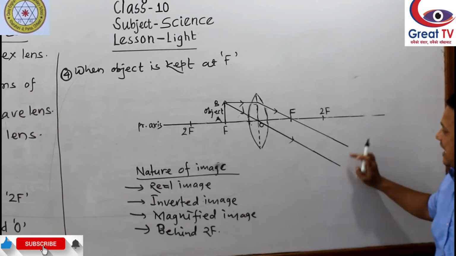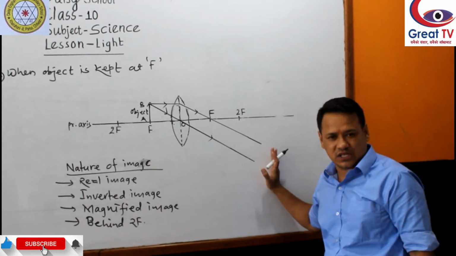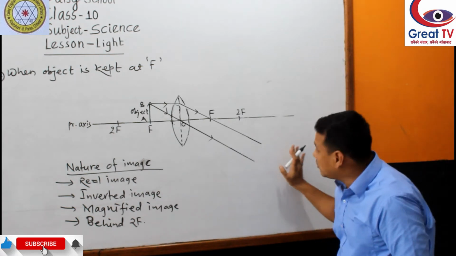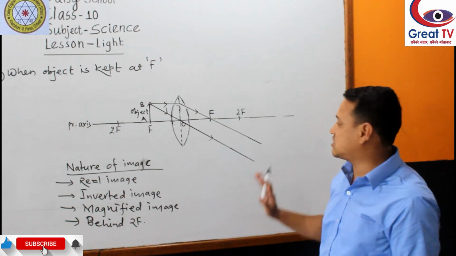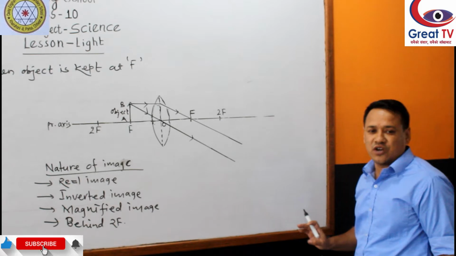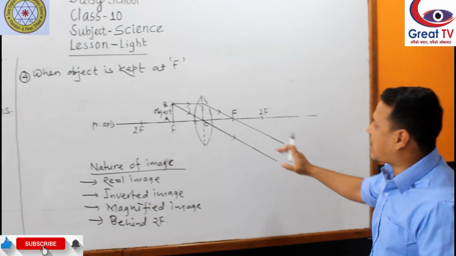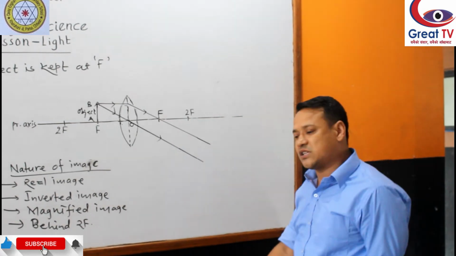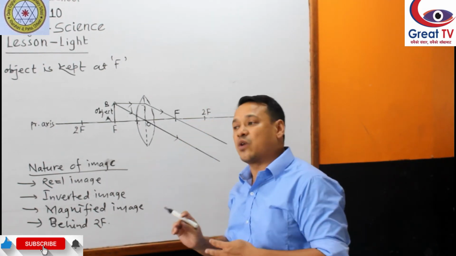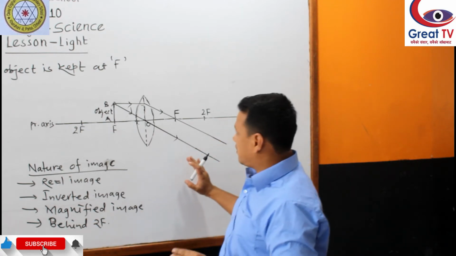So these two light rays are nearly parallel to each other. That's why they do not intersect on this board or on your copy. When you extend these two light rays downward, they do not intersect on this board. If we extend them continuously downward, they will intersect at infinity. Infinity means the horizon, very far from us. So the ray diagram is this much.